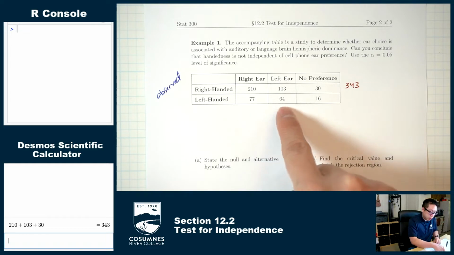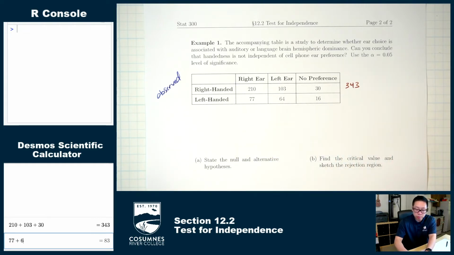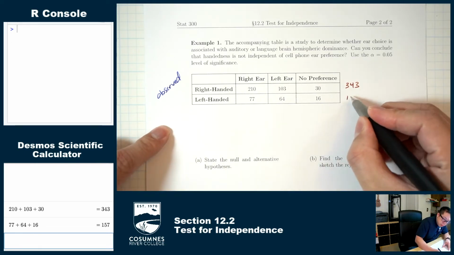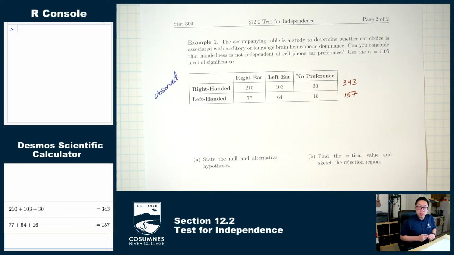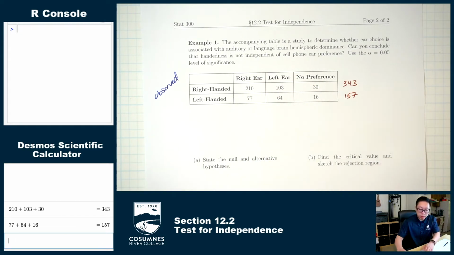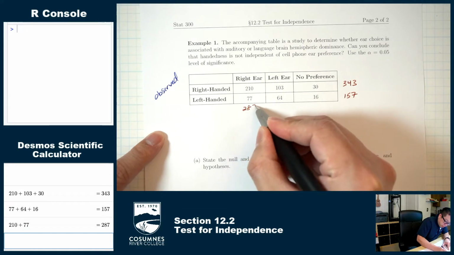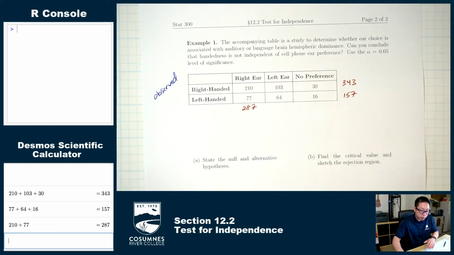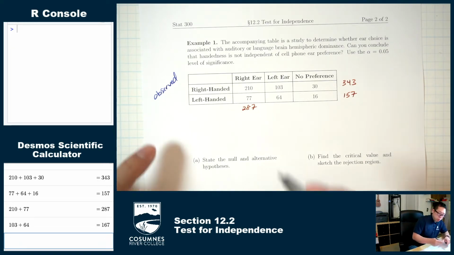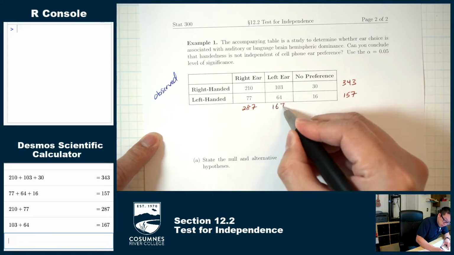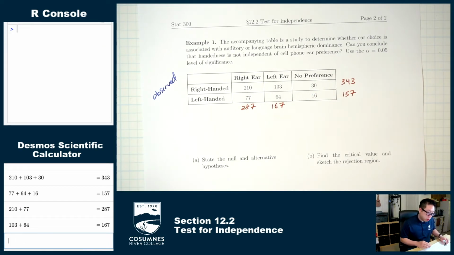Before we find the expected counts, I'm going to need my row totals and my column totals. Row total, the first row, 210 plus 103 plus 30. Okay, first row is 343. Second row, 77 plus 64 plus 16, is 157. And then I need my column totals. First column, 210 plus 77 is 287. Second column, 103, 64, is 167. Third column, 30 plus 16, I don't need a calculator there, that's 46.